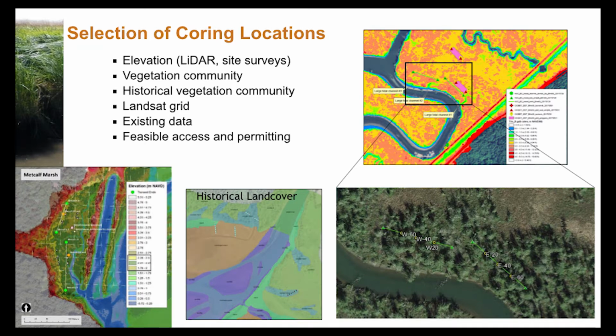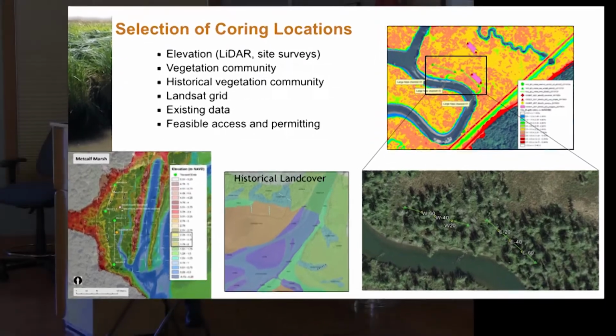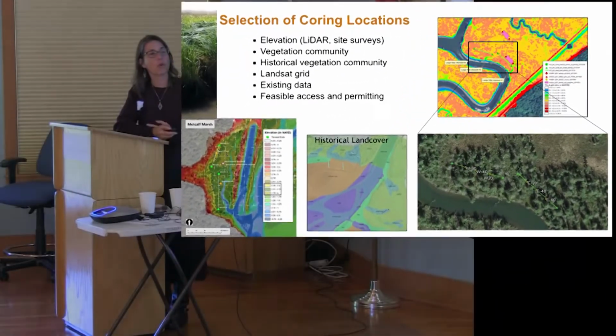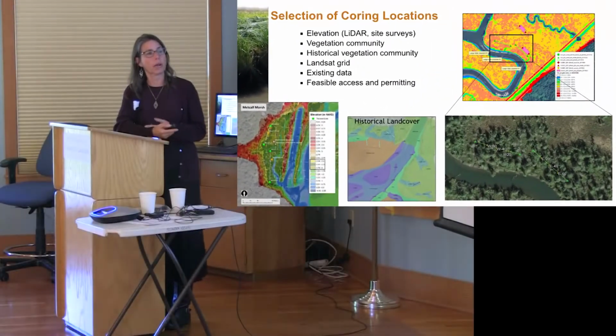So we used elevation data, historical land cover data, to really help guide where we wanted to target the collection of our core samples. The far right side there just shows an example of how we distributed the cores within a site. We had a random start location and then at equal intervals 20 meters apart.